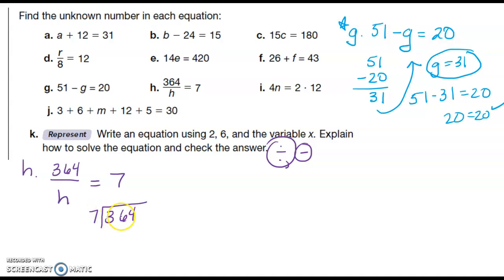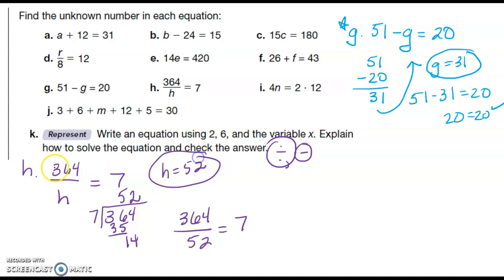So when I do this, 7 goes into 36 5 times, and I get 52. So h is equal to 52. Let's see if I'm right. 364 divided by 52 is equal to 7. Okay? That's a tough one too. I'm going to put a little star by that one.